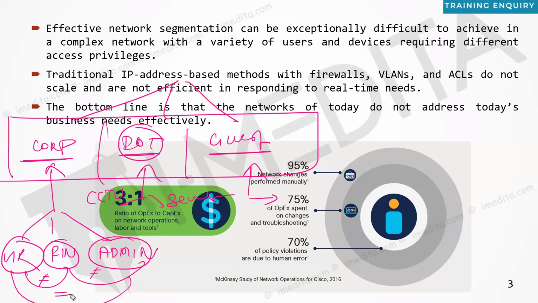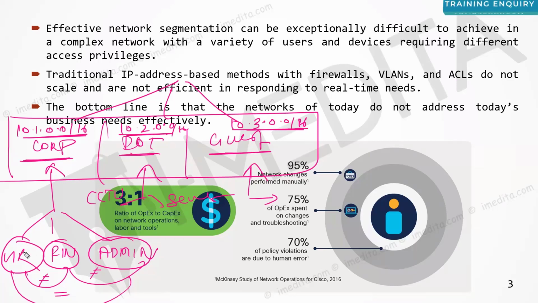So as the network grows, doing the segmentation in the network based on ACLs and VLANs is going to be much more complex. Corporate users belong to the 10.1 subnet, IoT devices belong to the 10.2 subnet, and guest devices belong to the 10.3 subnet. We have configured different subnets for different devices: corporate users in one subnet, IoT in another, guests in another.